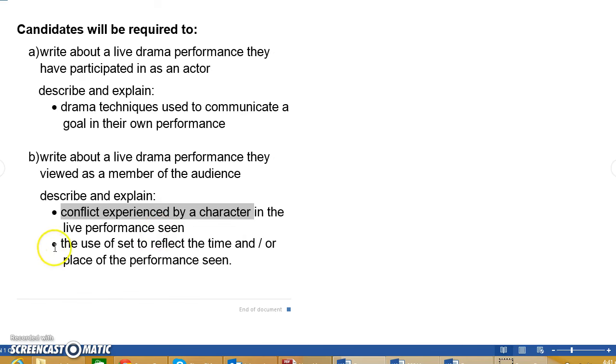And the other thing they ask you to talk about is a use of set to reflect time and or place in the performance scene. And they also ask you to do a little diagram of the set. Now, that's probably going to be the most difficult part of the exam, because in both performances we saw, the set wasn't significant. And it means that you're going to have to think quite deeply about the set that was there.